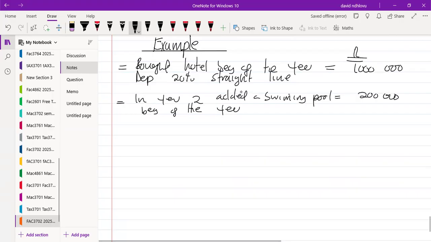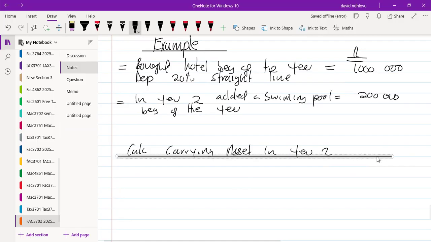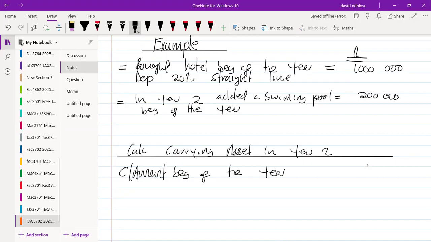Right, so what will happen is this. When we calculate depreciation, or we calculate the carrying amount of the asset in year number 2, remember, we now have the cost of the asset as follows. I will say a carrying amount, beginning of the year.